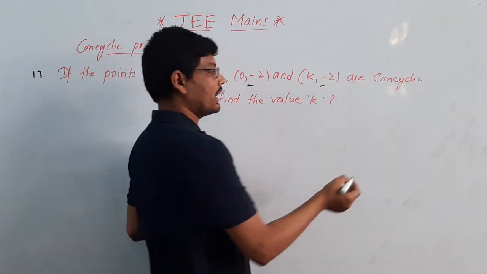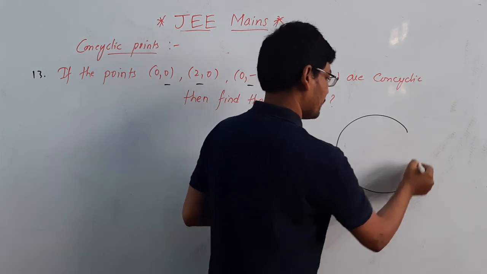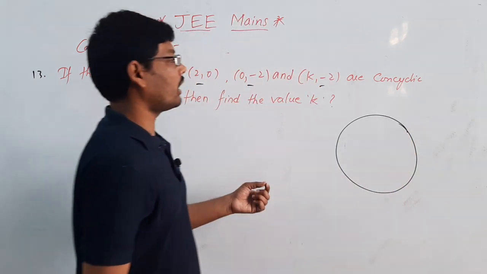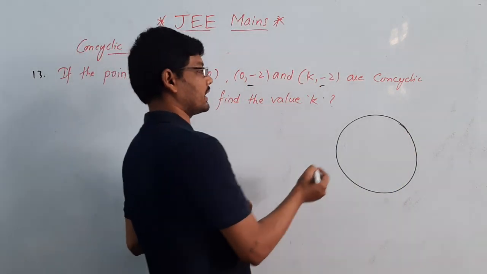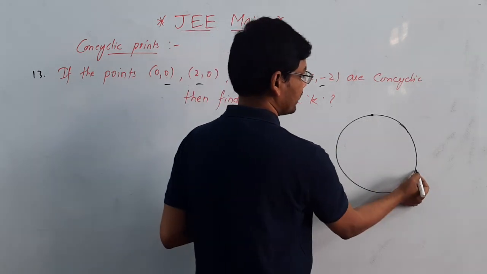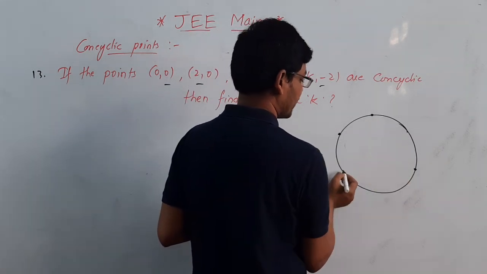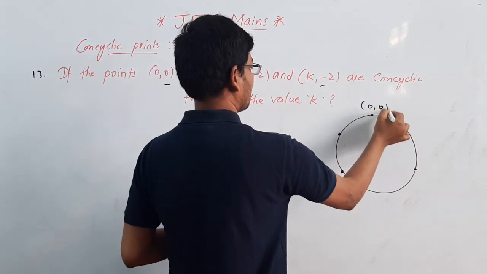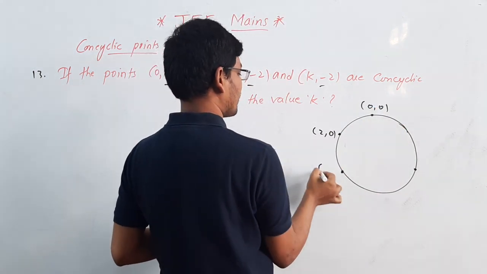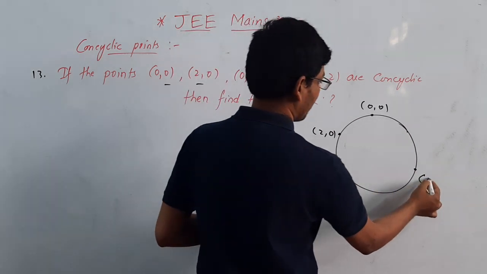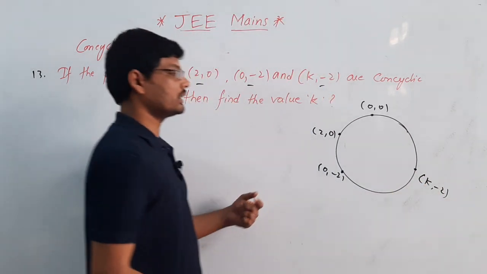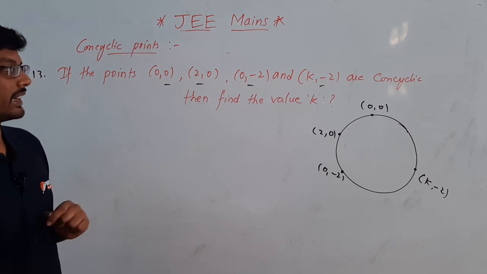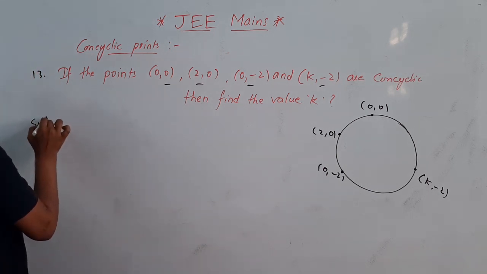Concyclic means the points which lie on the same circle are concyclic. Here this is one point, this is one point, and this is one more point, and this is one more point. These 4 points lie on a circle: 0 comma 0, 2 comma 0, 0 comma minus 2, and k comma minus 2. This is the concept of concyclic, and now taking the solution.